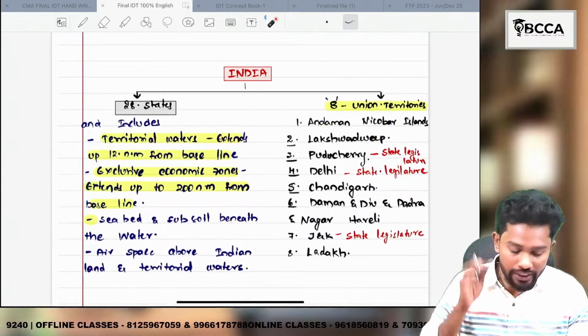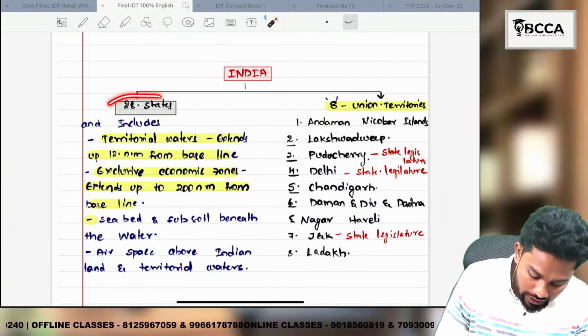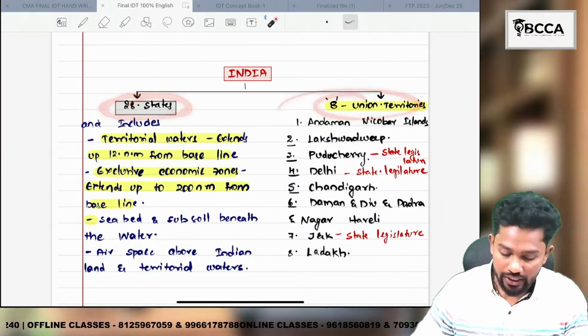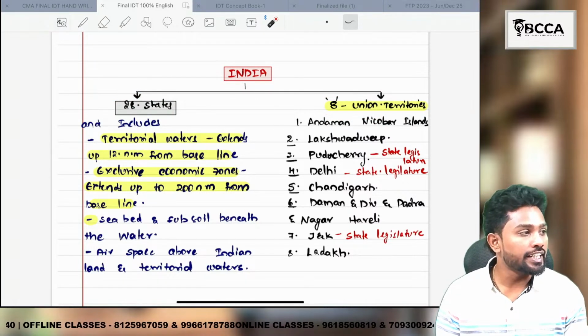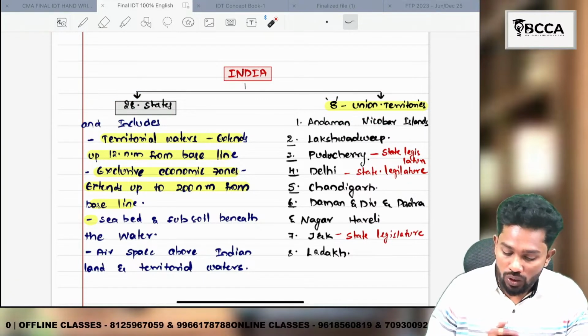Then India. What does India mean, sir? India includes 28 states and 8 union territories. India includes how many, sir? 28 states and 8 union territories. What are those union territories, sir?